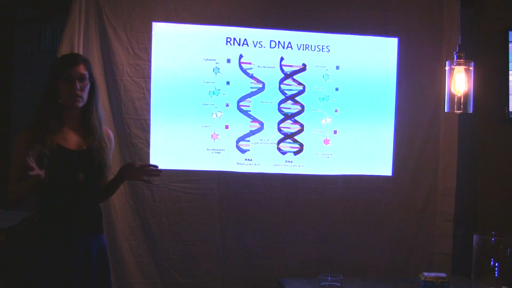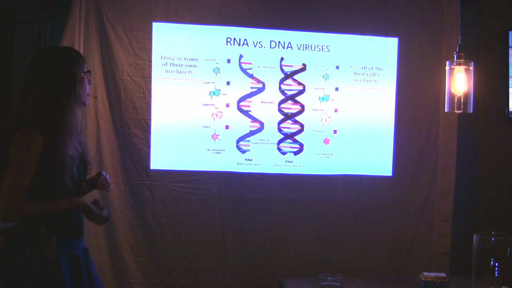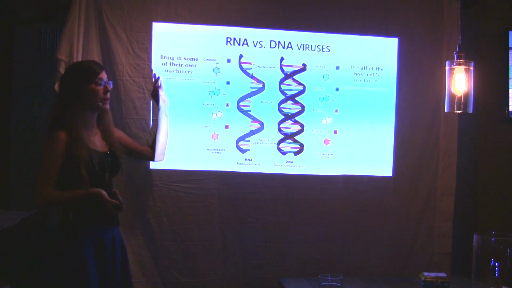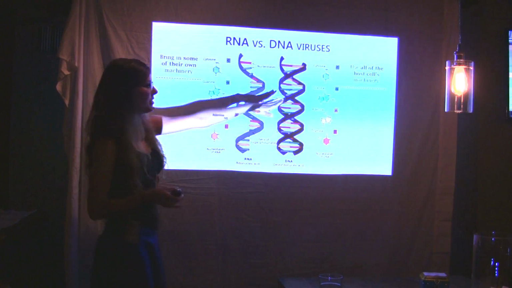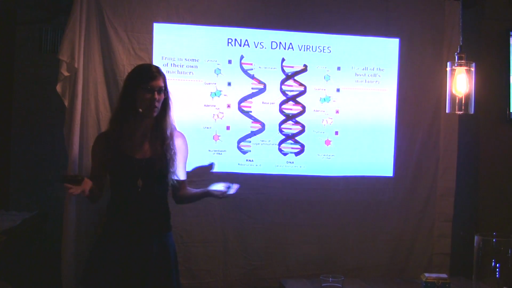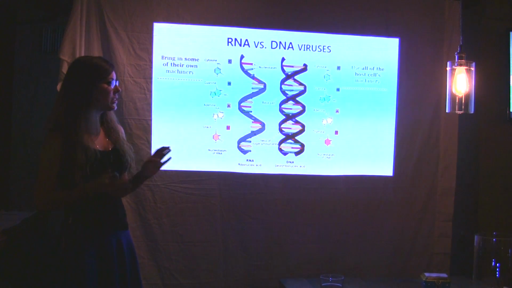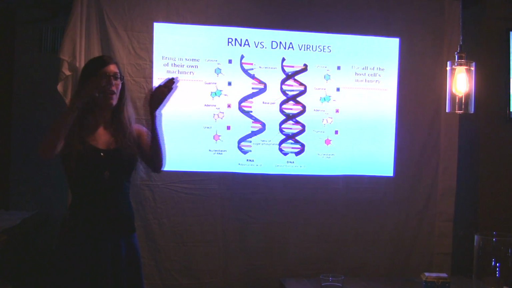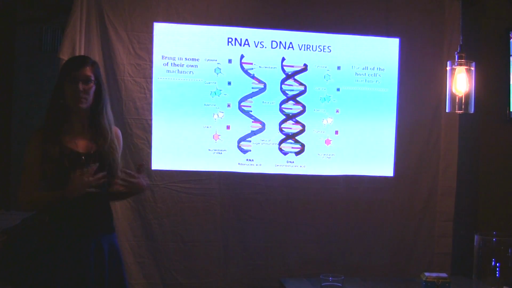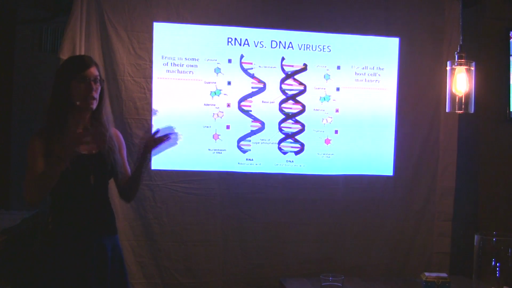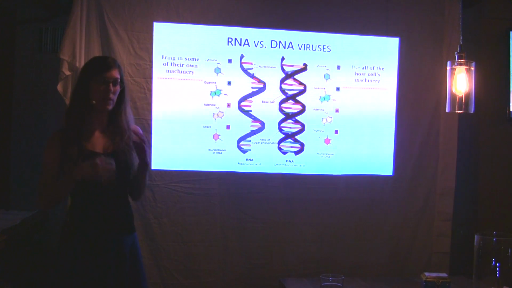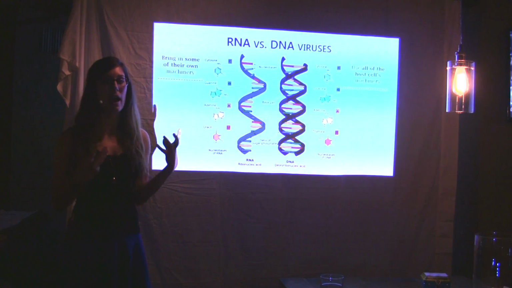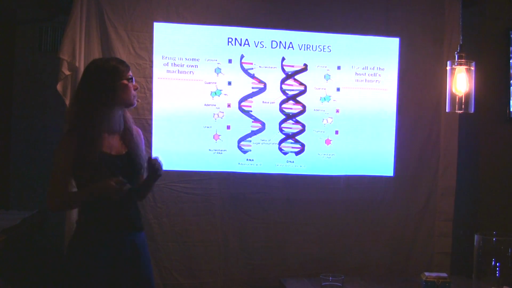So some of the differences between RNA and DNA viruses are the fact that RNA viruses bring in some of their own machinery in order to complete the replication cycle, and DNA viruses will use pretty much all of the host cell's machinery. This is because if you go back to this DNA, RNA to protein, that's what humans do. We're comprised of DNA, we go DNA, RNA to protein. So this virus doesn't need to do anything extra. It can just come in, hijack everything that we have, and use it to complete its cycle.